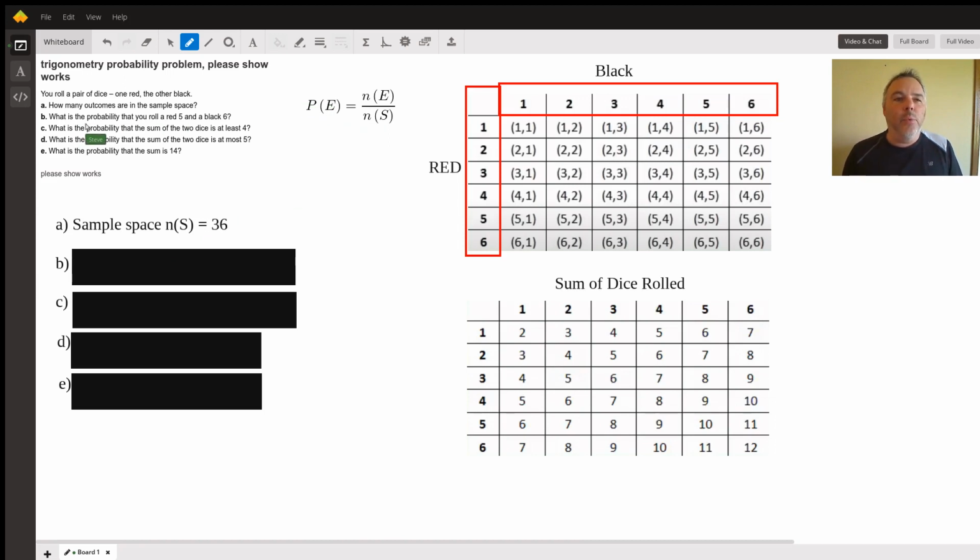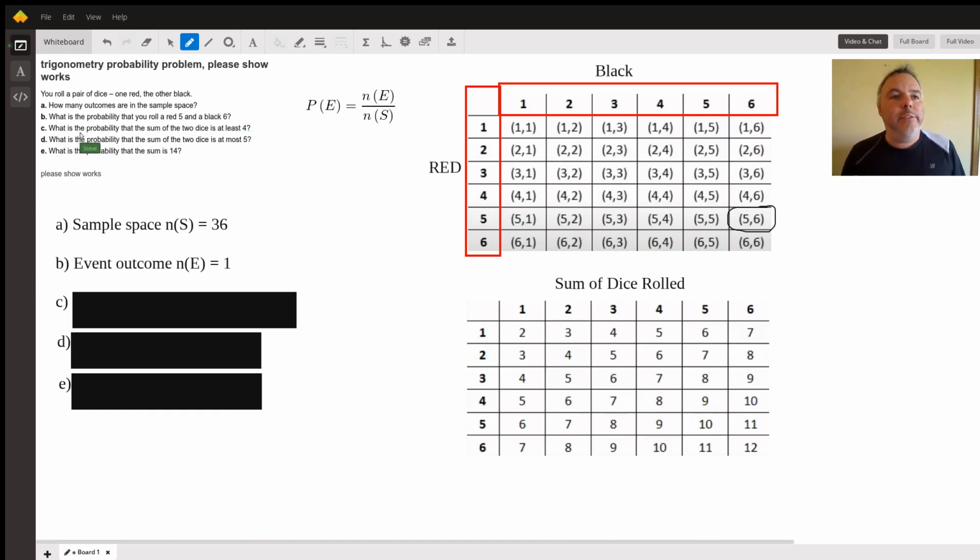So for part B, it says, what is the probability that you roll a red 5 and a black 6? So I'm going to go to my pencil here, and here is my red 5. Here is my black 6. Notice I only have one choice right here that is possible. So the number of successful outcomes right here would just be 1. Now notice here I'm not calculating the probability, but I'm giving you basically the numerator and the denominator. So for part B, the answer is not 1, but instead it would be 1 over 36.